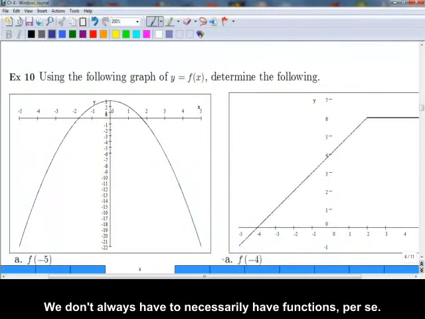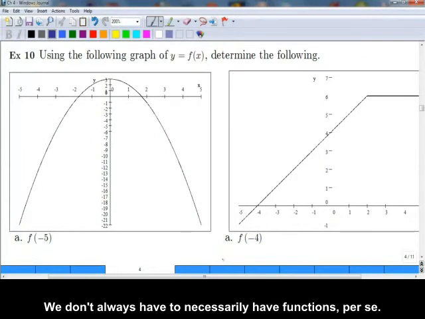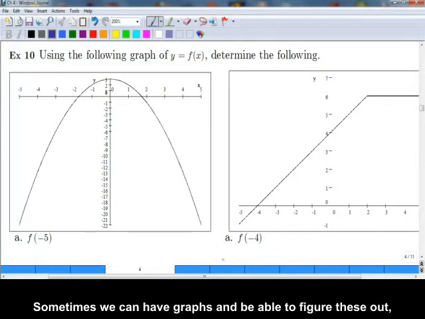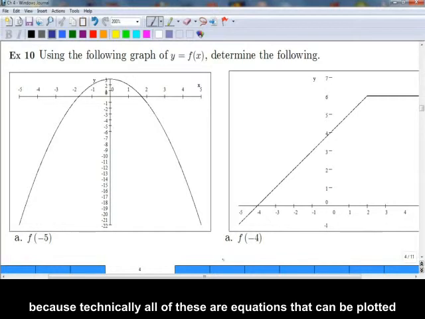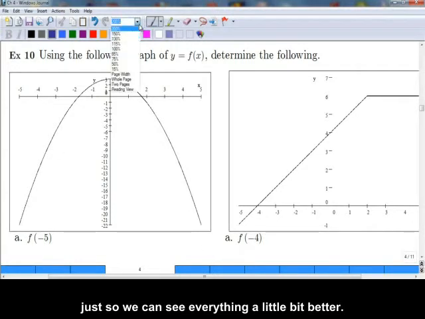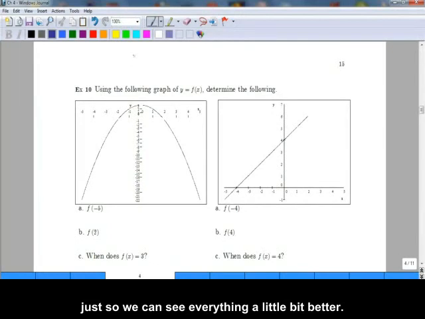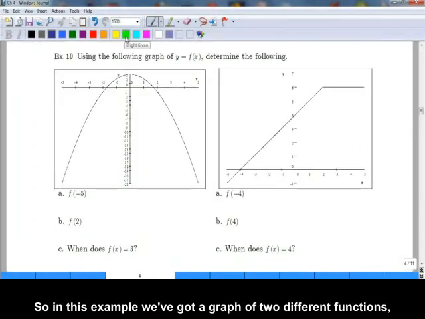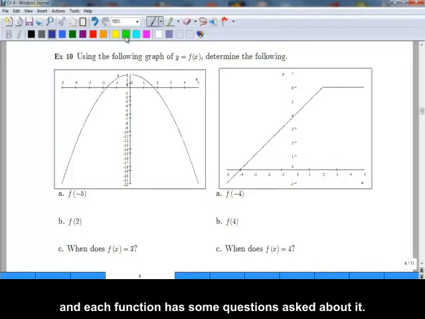We don't always have to necessarily have functions per se. Sometimes we can have graphs and be able to figure these out, because technically all of these are equations that can be plotted to find different points. So in this following example, and I'm going to zoom out a little bit just so we can see everything a little bit better, we've got a graph of two different functions, and each function has some questions asked about it.